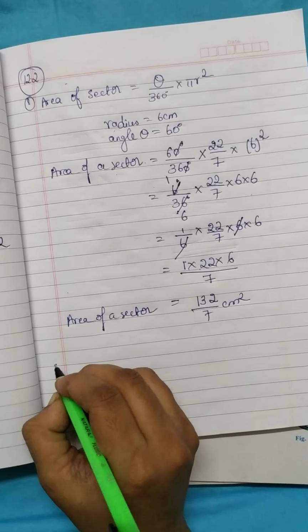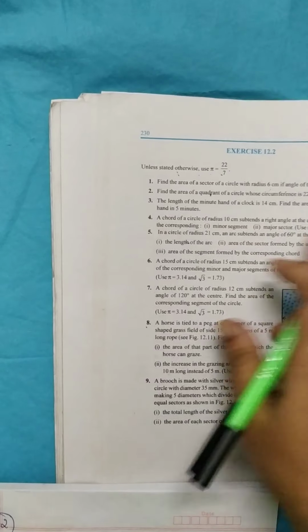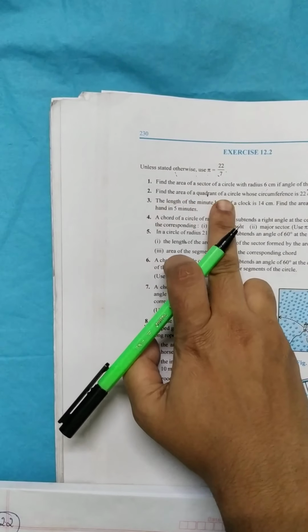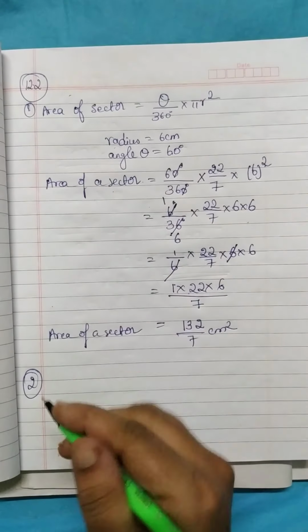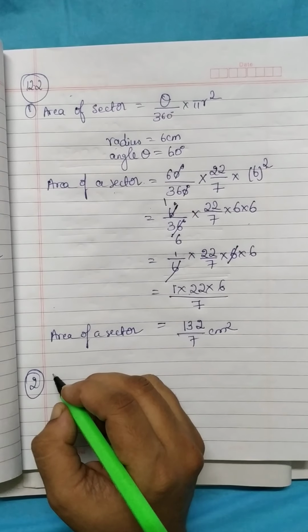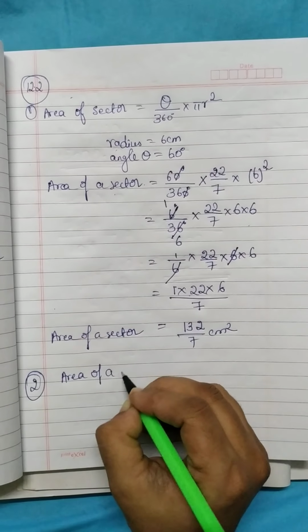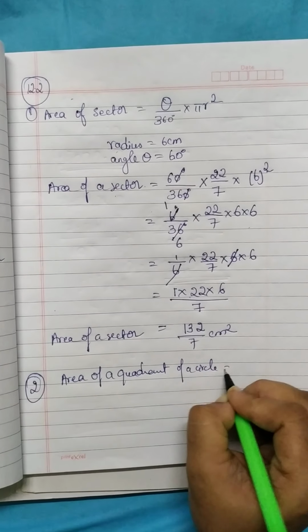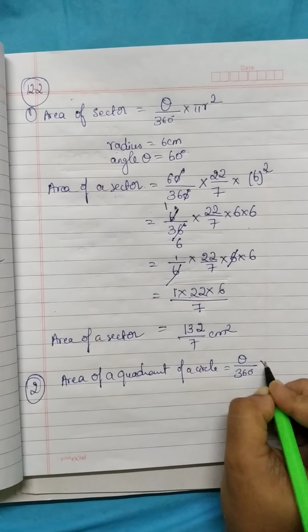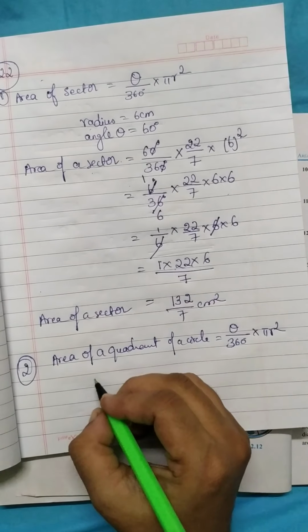Now we'll go to the second question. What is the second question asked? Find the area of a quadrant of a circle whose circumference is 22 centimeter. Find the area of a quadrant. So we can take the same formula. Area of a quadrant of a circle is equal to theta by 360 degree into pi r square. Since they have asked this one, but what is given you have to see. They have given the circumference, isn't it?